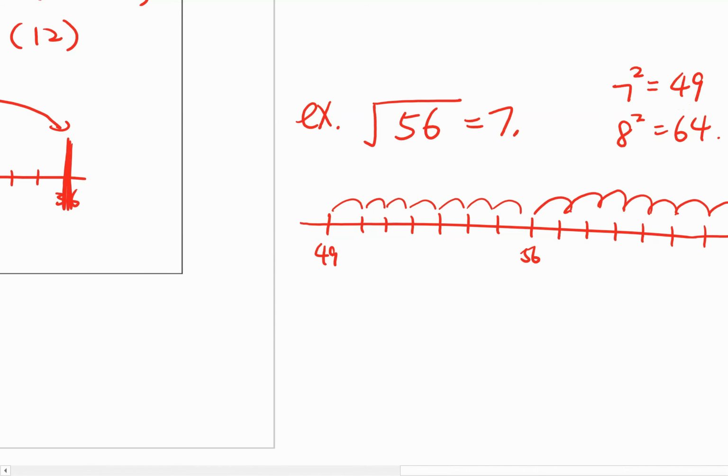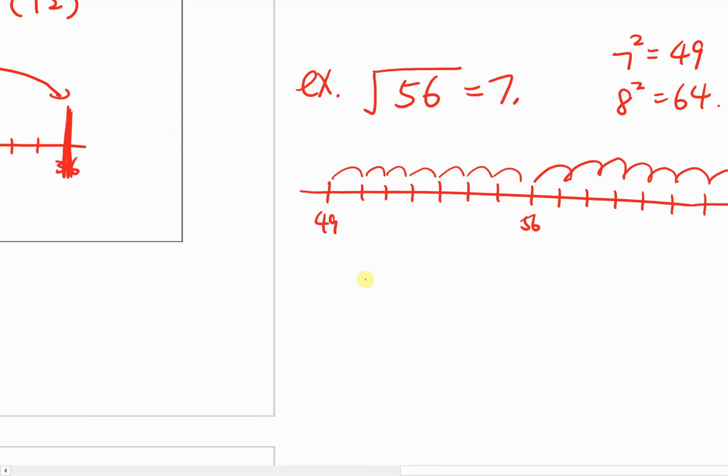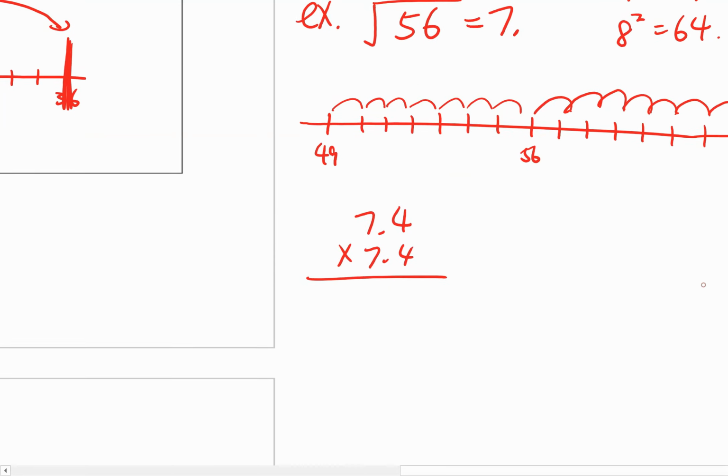Now the question is, again, 7 point what? And we just saw earlier that 56 is almost halfway between 49 and 64. So you know what? I'm just going to go ahead and guess 7 point... I don't know. What should I guess this time? I want to say 7.4. But I kind of want to say 7.5 as well. You know what? I'm going to say 7.4 first and see how close it is, or how off it is, I guess. We'll find out.